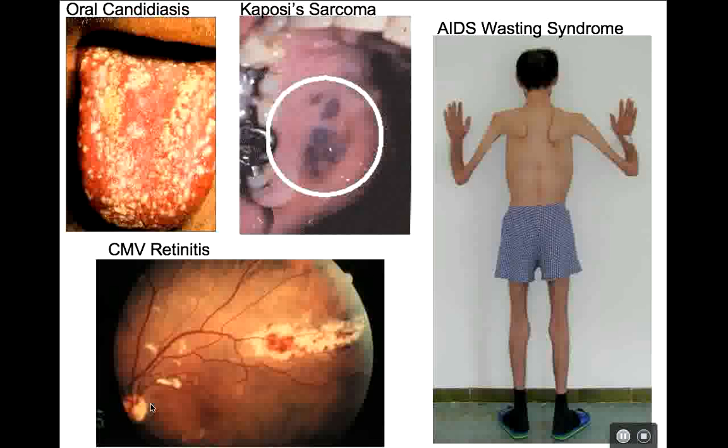Here's AIDS wasting syndrome. We don't thoroughly understand the link, but it appears that when your immune system fails, the body begins to degrade self-tissue for nutrient value. A lot of work is being done on how we can stop AIDS wasting syndrome. It's a really horrific thing to see, and it does lead to dementia as well, because the patient is degrading neural tissue as well.